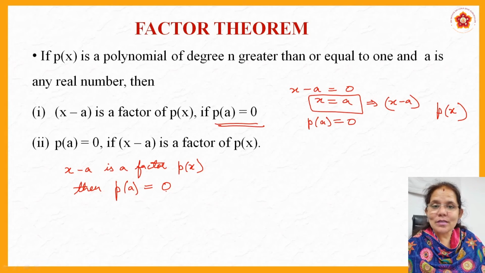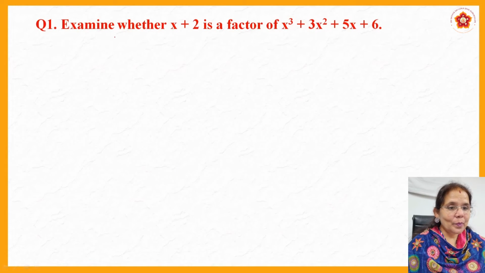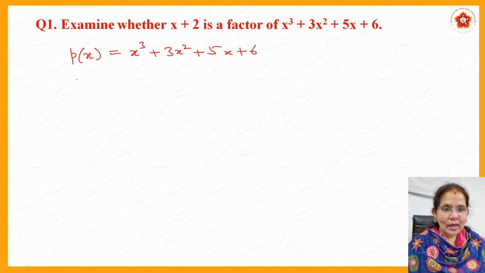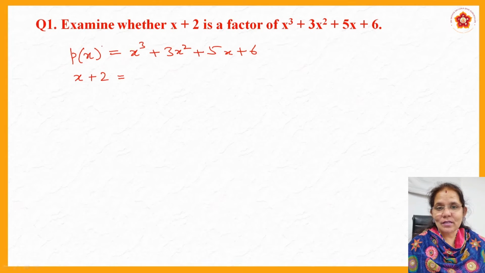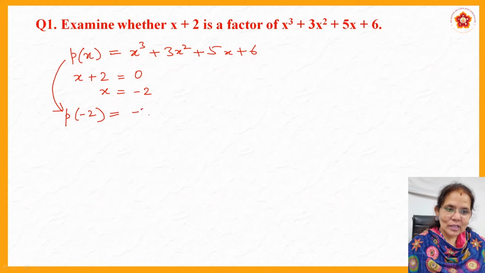Let's do some examples to see this. Here we are given p(x) is equal to x cube plus 3x square plus 5x plus 6. And we have to see whether x plus 2 is a factor of p(x). So we first equate x plus 2 equal to 0. x is equal to minus 2. Put the value of x as minus 2 in the given polynomial. See what you get.